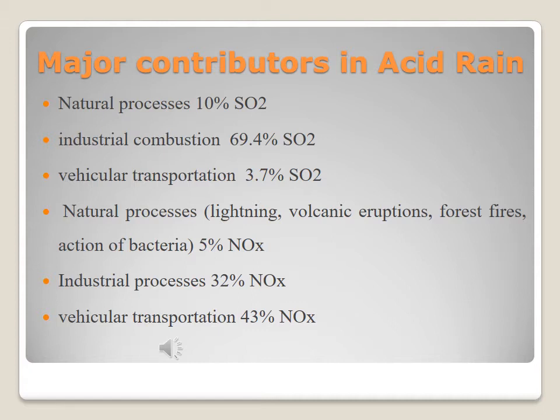Natural process contributes 10% sulfuric acid. Industrial combustion 69.4% sulfuric acid. Vehicular transportation 3.7% sulfuric acid. Natural processes like lightning, volcanic eruption, forest fire, action of bacteria contributes 5% oxides of nitrogen. Industrial process 32% oxides of nitrogen. Vehicular transportation 43% oxides of nitrogen.